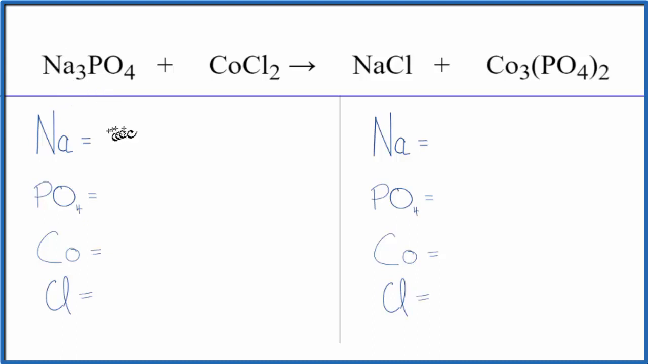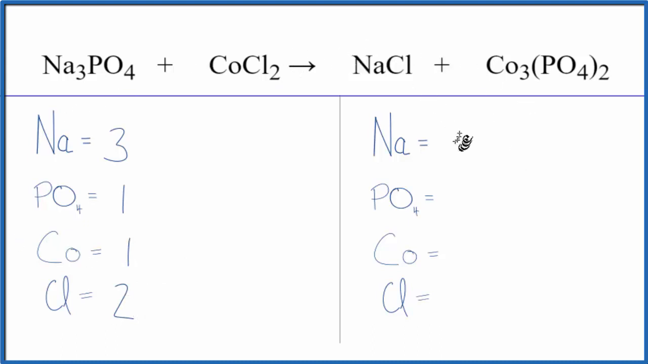We have 3 sodium atoms, and here's the trick. We have a phosphate ion here, this PO4, this phosphate, it stays together in the chemical reaction. And we have 2 of them over here. So we can just say we have 1 phosphate. We have 1 cobalt, and then 2 chlorine atoms.